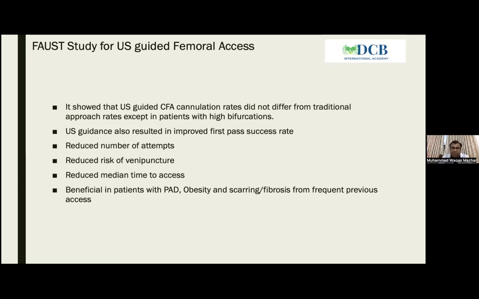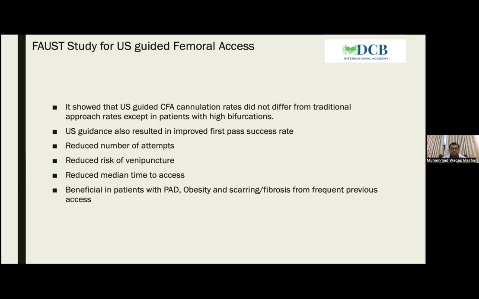So try again. Maybe you can ask for some help from your vascular surgeon or from your radiologist, who can join you the first times for a few cases, and then you will be independent. It's easy. You don't need to do a complete ultrasound of your patient, of course. You only have to focus on the common femoral artery and just see these couple of things.